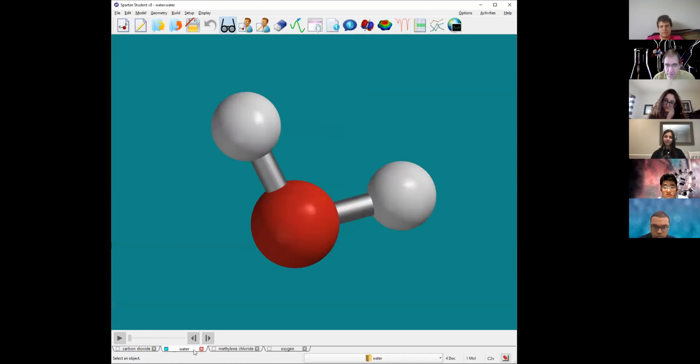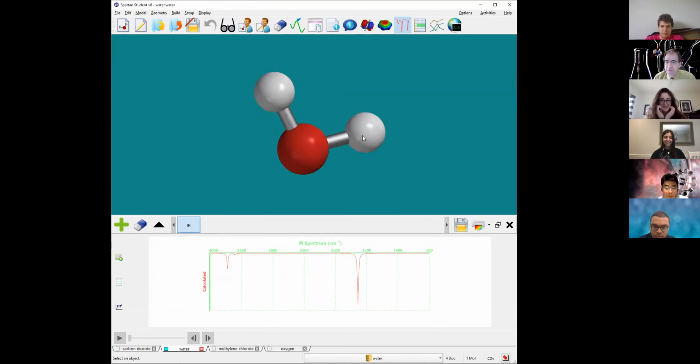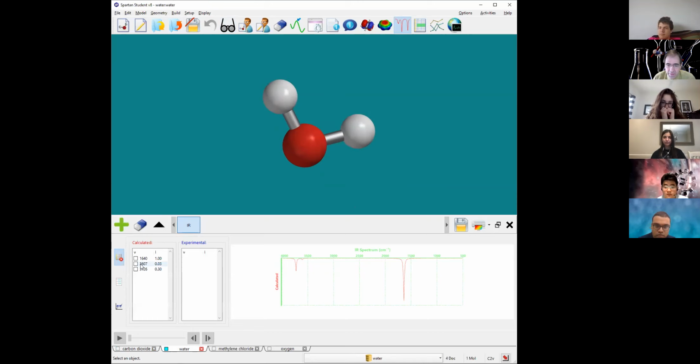And now let's look at water. We said there were 3 ways that water should vibrate. And in fact, we see 1, 2, 3 peaks here. All right, so let's look at those 3 peaks. What are they? Okay, this is what's called a scissor. That's the bond angle coming in. This is what I was trying to do a minute ago.